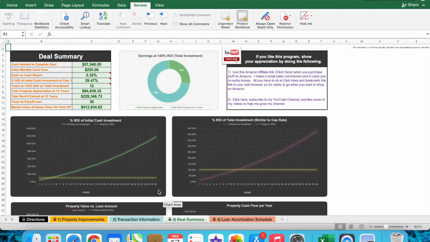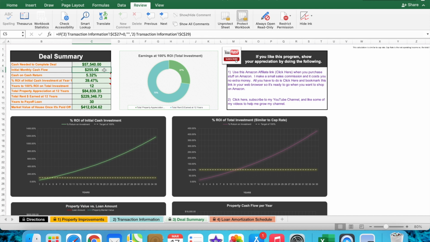So tab 3 is the deal summary. It kind of goes over everything and hits all the key performance indicators that you might want to look for to see if this is a good deal or not. So the first cell up here is the total cash needed to complete the deal. This is the cash you're going to have to come up with to get the deal to work.